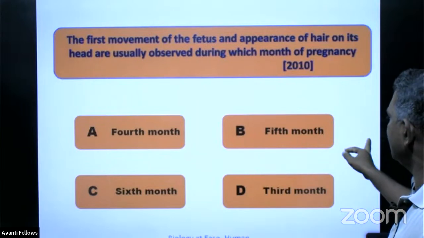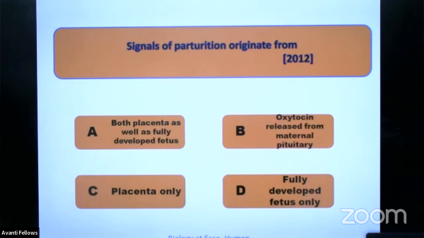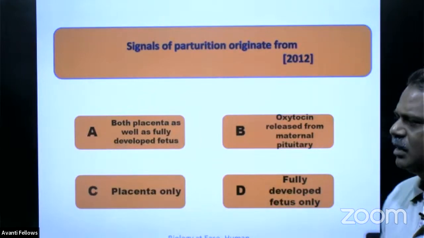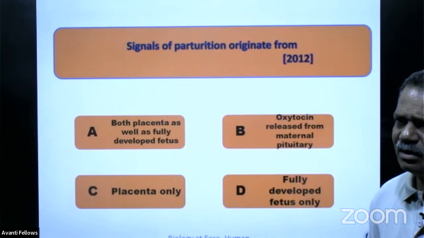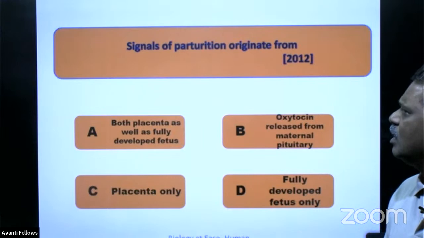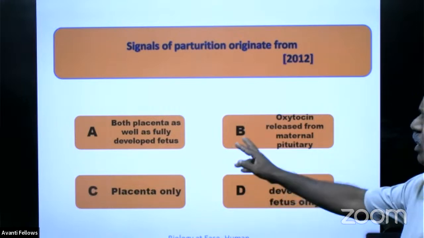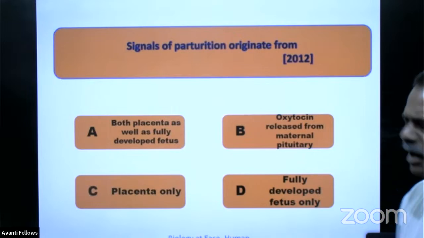Right. And we will move to another one. Next question. Signal of parturition originate. So that only we discussed in the last class in the afternoon. The signal of parturition. After completing the development of the fetus inside the womb, who gives the signal for the parturition? It's originated from where? From both the placenta as well as the fully developed fetus. That is option A.